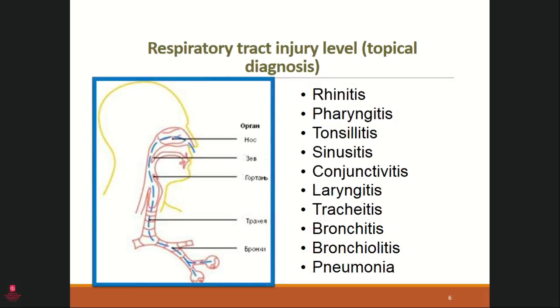Now, let's return to the study of respiratory tract infections, recall the anatomy and topical diagnosis. Topical diagnosis corresponds to the level of respiratory system damage: rhinitis, pharyngitis, tonsillitis, and others.